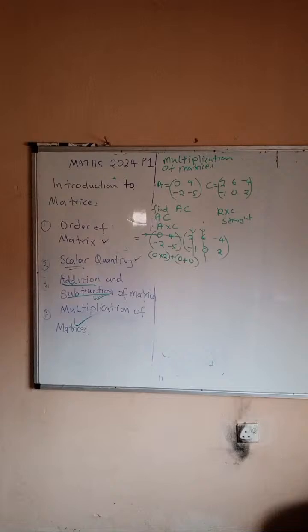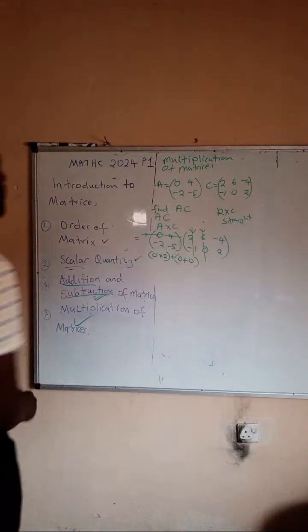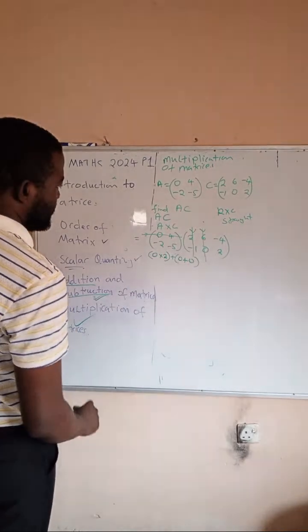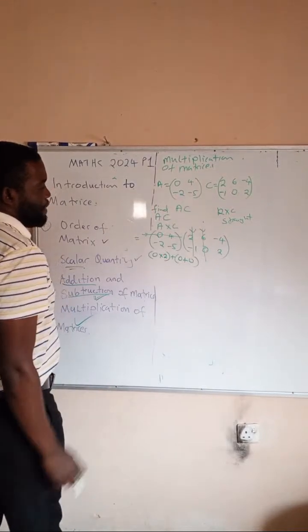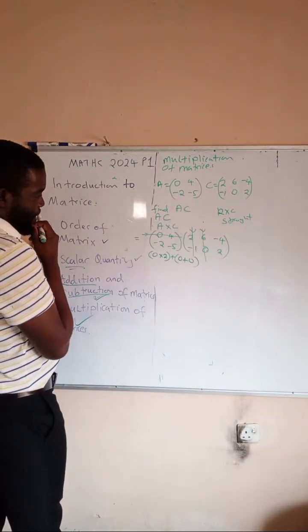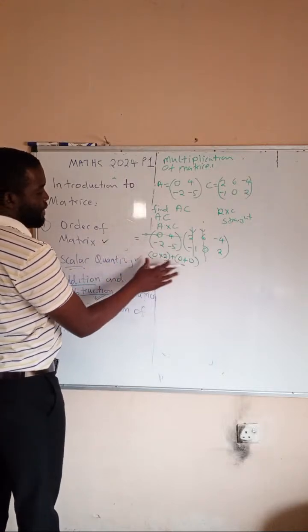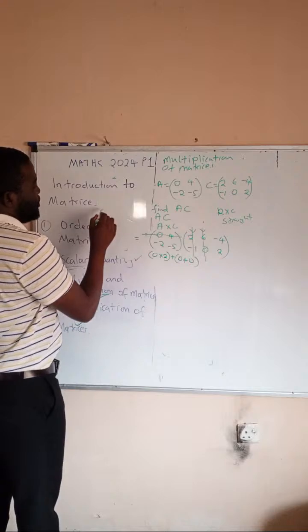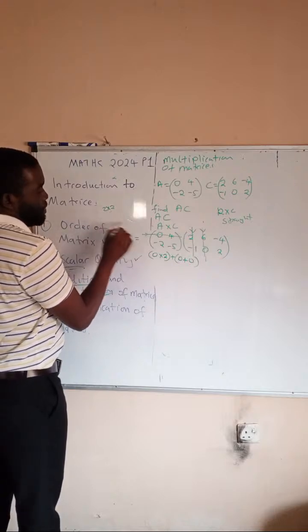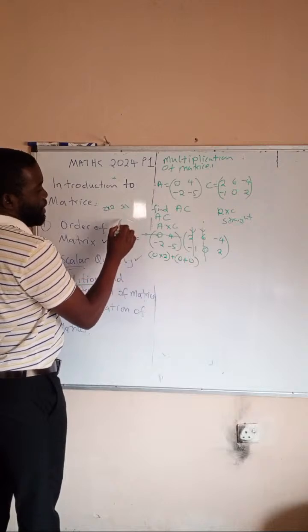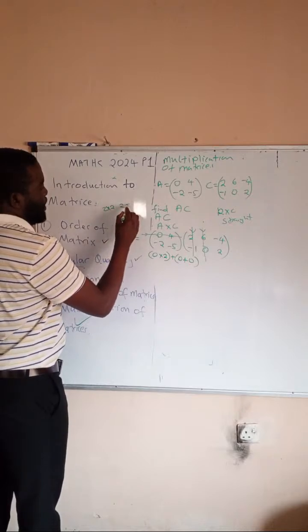So we are done with that. Just a minute, there's something I'm trying to prove. Just wait a minute. That is a 2 by 2 matrix. This one is a 2 by 3.